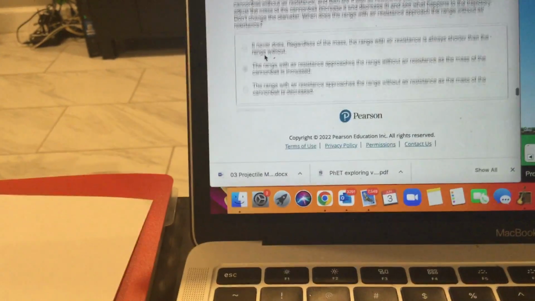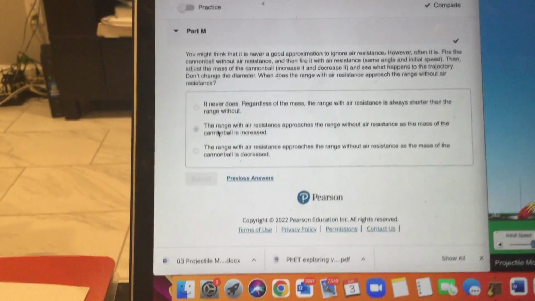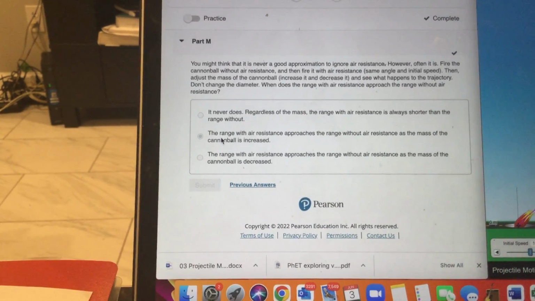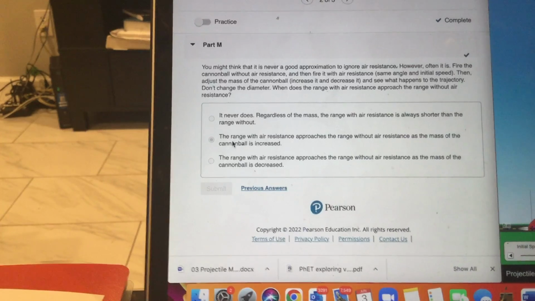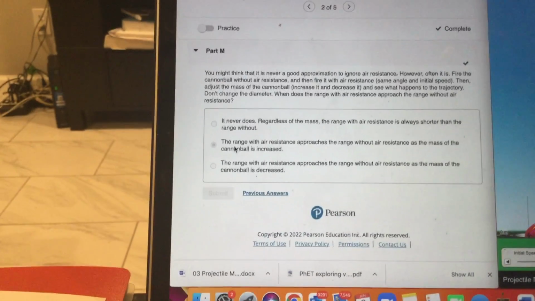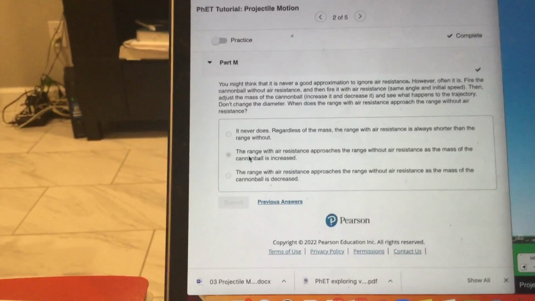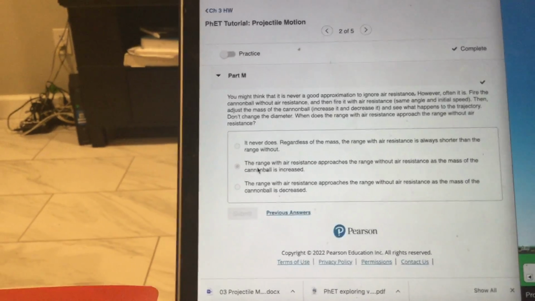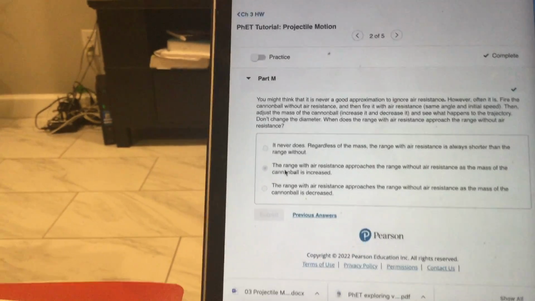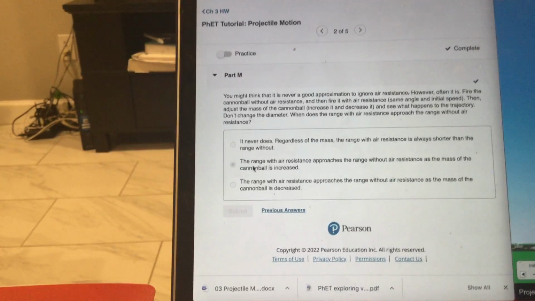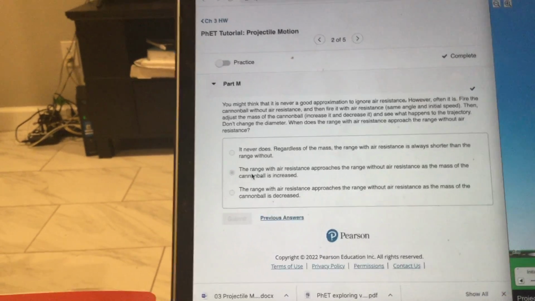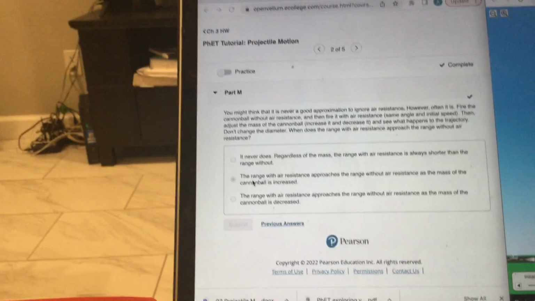Okay, part M. You might think that it's never a good approximation to ignore air resistance. However, often it is. Fire the cannonball without air resistance, and then fire with air resistance, same angle and initial speed. Then adjust the mass of the cannonball. Increase it and decrease it, and see what happens to the trajectory. Don't change the diameter. What does the range with air resistance approach?